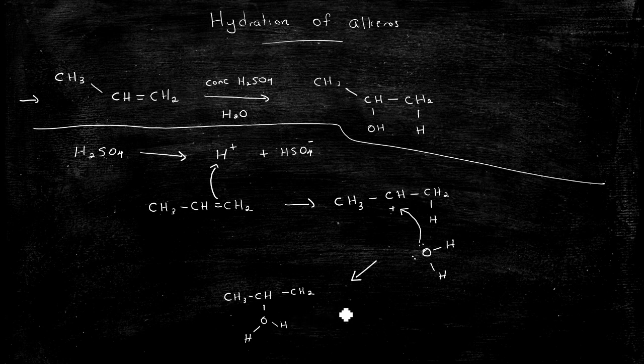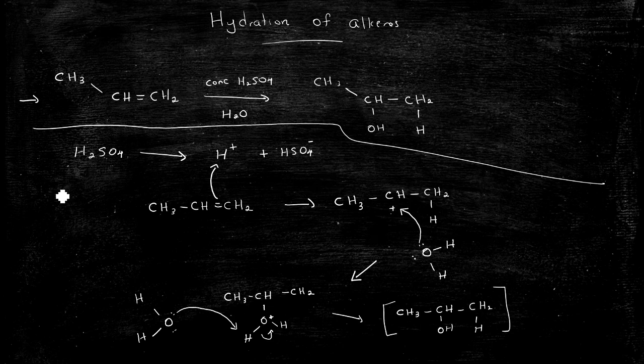Now we have another water molecule, right? It will donate, so this is positive, right? This is positive, so it will donate an electron pair to this hydrogen to break this bond. So here we have CH3, CH2, OH. This is our final product. I hope you get the idea. This is the mechanism, which is a very simple one, just like in hydrohalogenation, right?